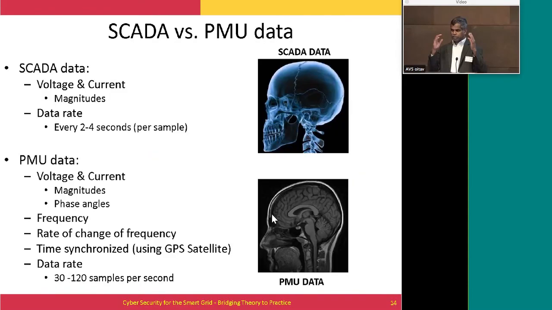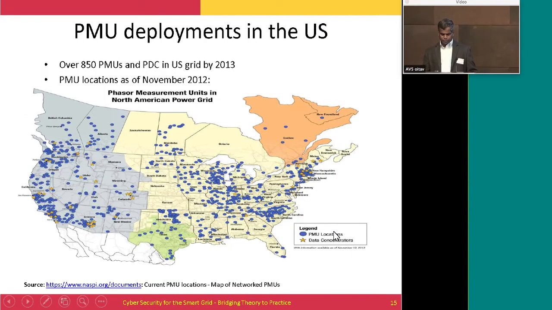So this cartoon picture on the right simply shows that SCADA data is like taking an X-ray, whereas PMU data is taking an MRI. That kind of precise information it produces. This is a little bit of an old chart. A lot of PMUs have been deployed throughout the United States grid, more than 1,500 or so. They have to be networked. The conventional SCADA network is inadequate to support PMU data applications because the sampling rate is much higher, 30 to 120 samples per second, as opposed to half a sample per second in SCADA.